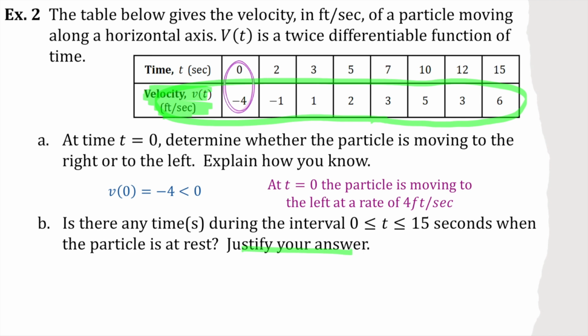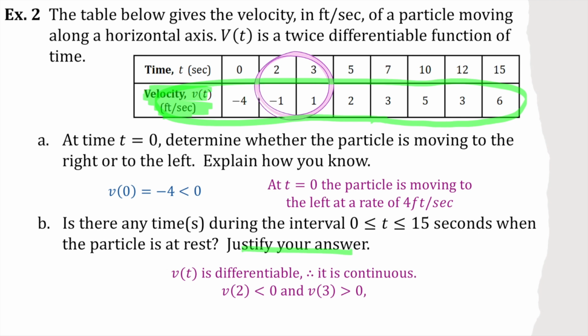But what we know is that v of t is differentiable, therefore it's continuous. So can we find a spot where 0 is between two of those values? So between 2 and 3 seconds, the velocity goes from negative to positive. Therefore, there is a time between 2 and 3 seconds that the particle is at rest.